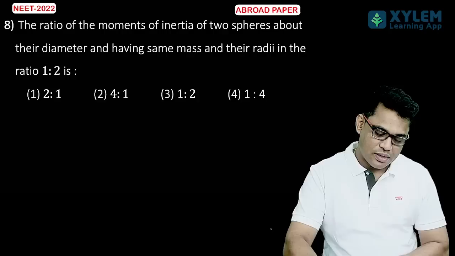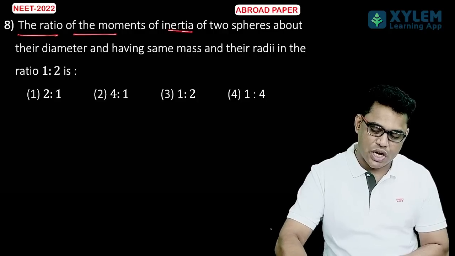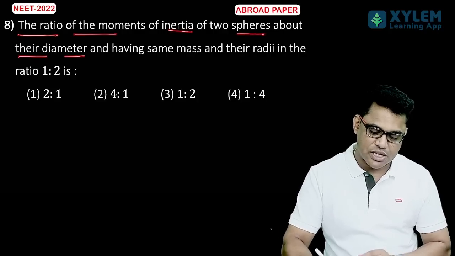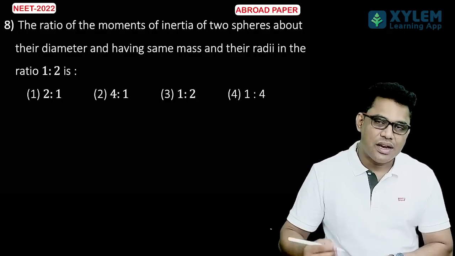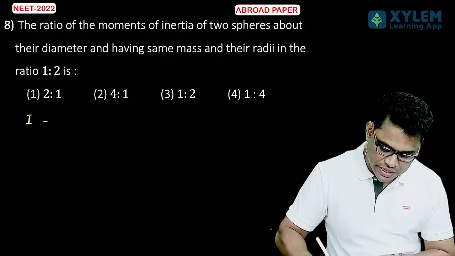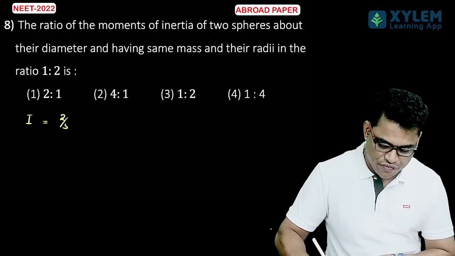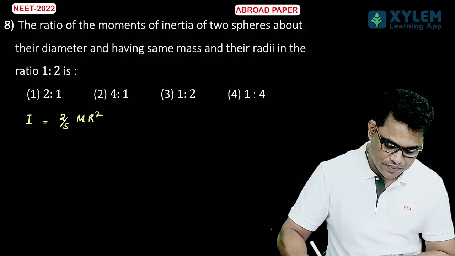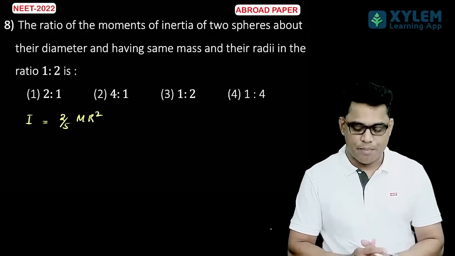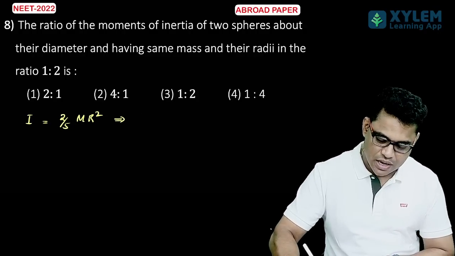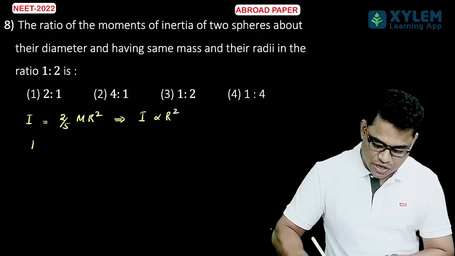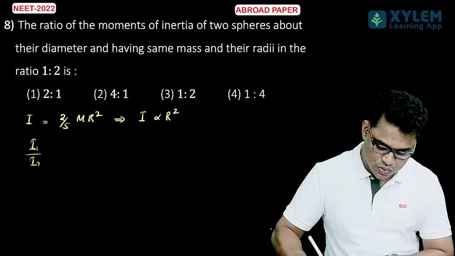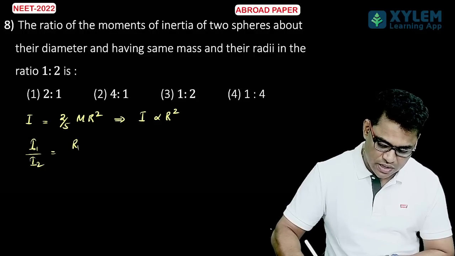Eighth question. The ratio of moment of inertia of two spheres about their diameter and having the same mass and the radii in the ratio of 1:2. Let us write the moment of inertia of a sphere. I is equal to 2 by 5 mr square. Both the spheres have the same mass. Therefore, you can directly say moment of inertia is directly proportional to square of radius. Therefore, I1 divided by I2 is equal to (R1 divided by R2) square.